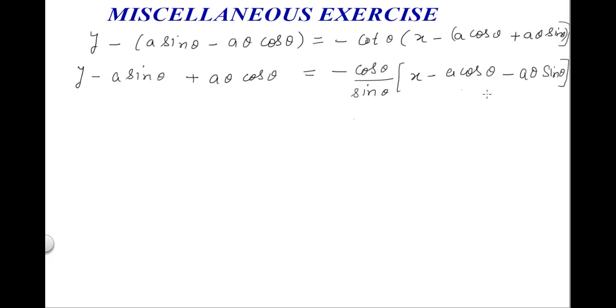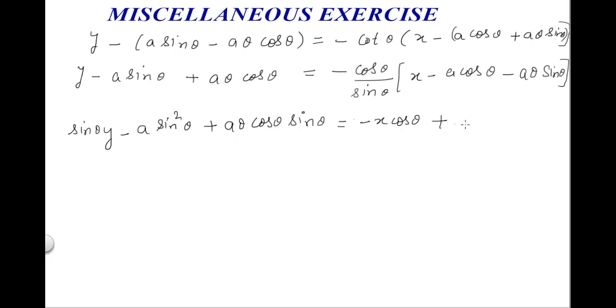We will multiply both sides of the equation with sin theta. We get sin theta y minus a sin square theta plus a theta cos theta sin theta. When we multiply with sin, sin and sin will get cancelled. We will get minus x cos theta, then minus and minus will be plus a cos square theta, and then minus and minus will again be plus a theta sin theta cos theta.